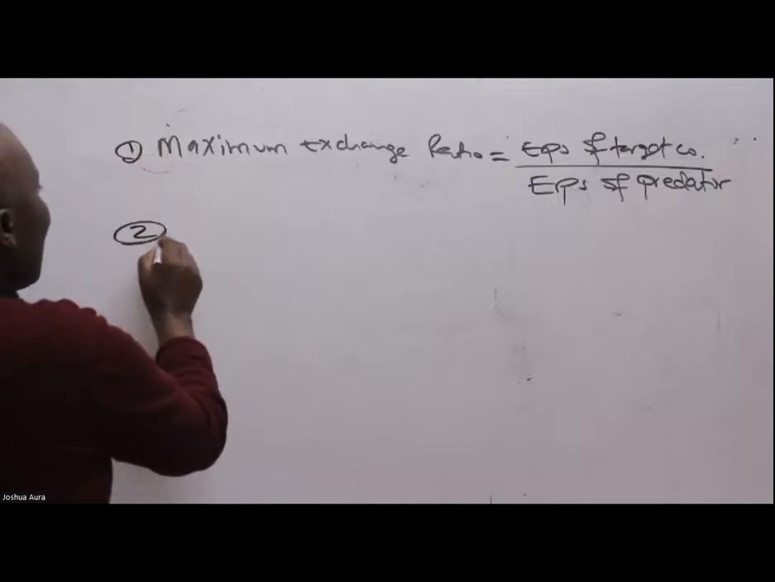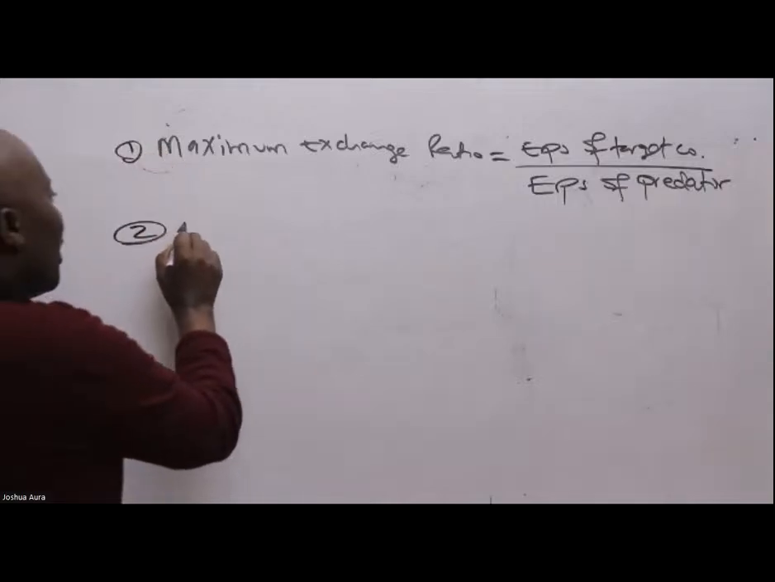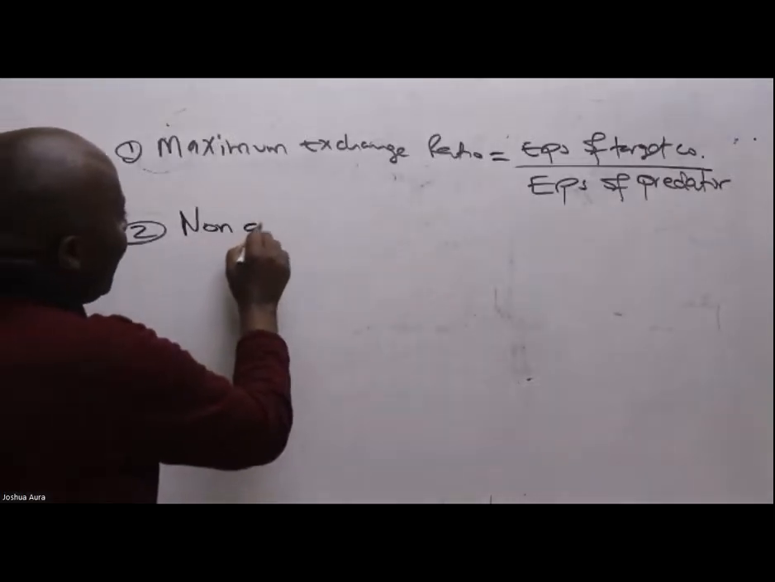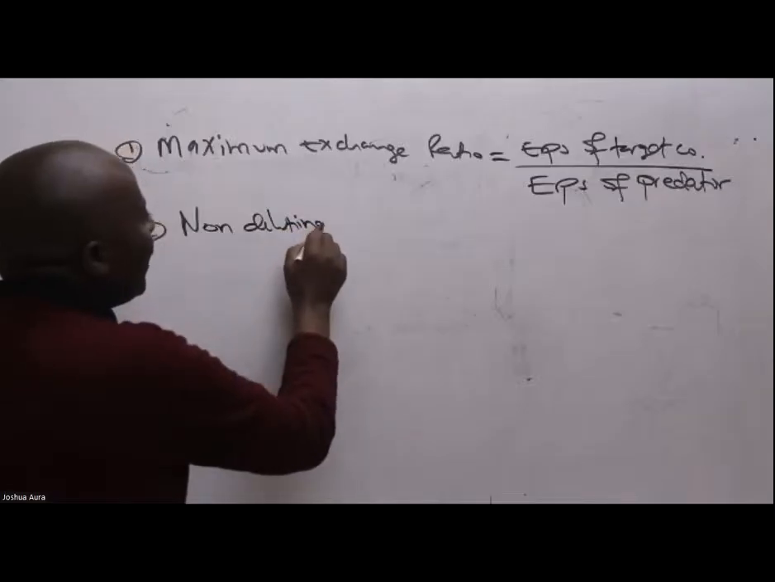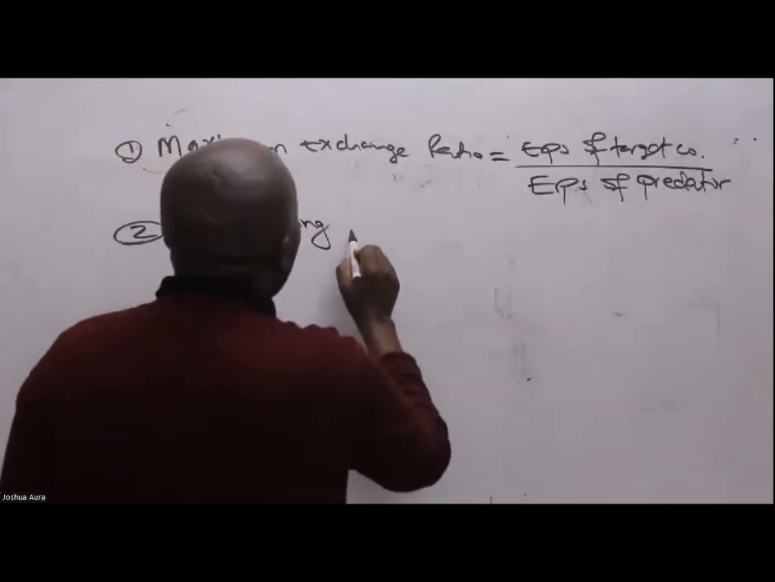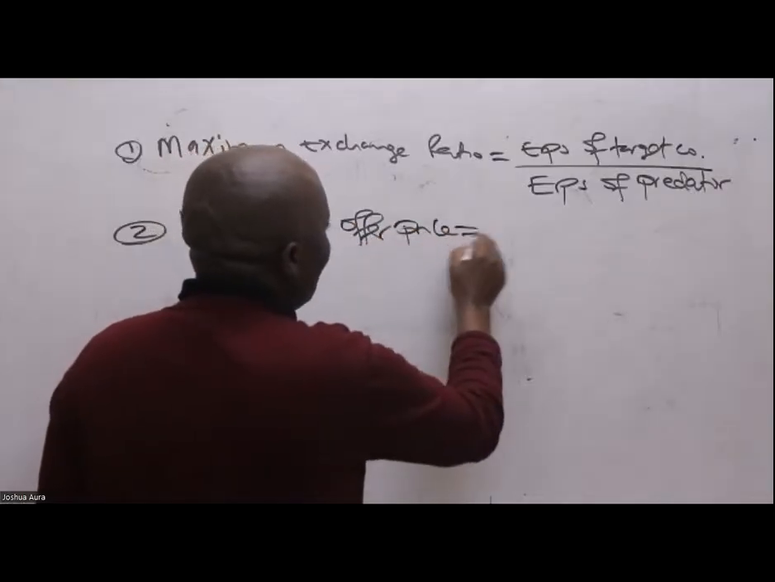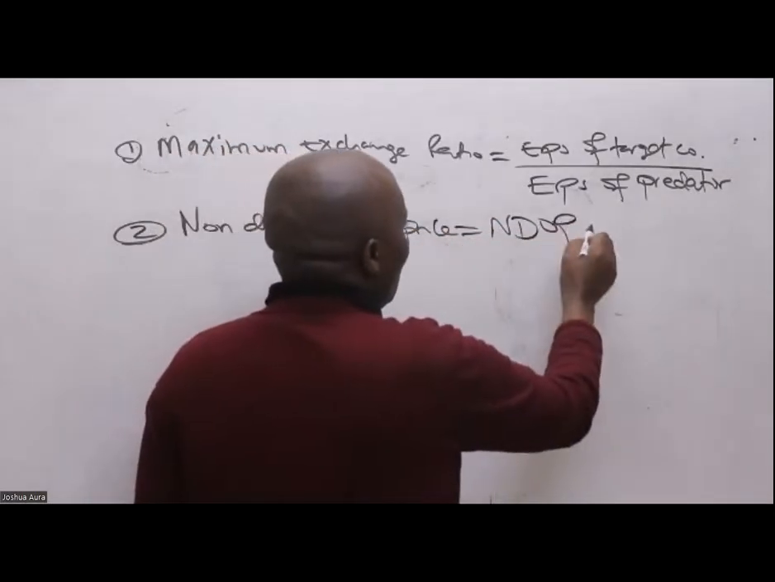I would want to see at this particular juncture whether there is anybody who can remember the formula of getting the non-diluting offer price. Non-diluting offer price. This is what we call in this case NDOP.